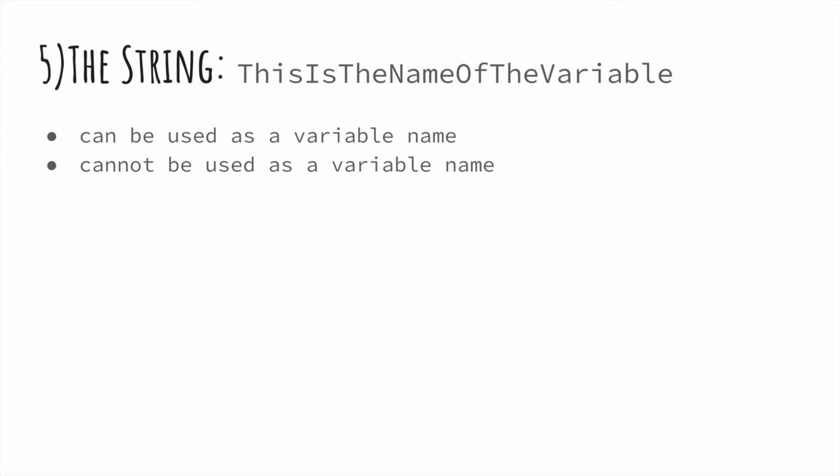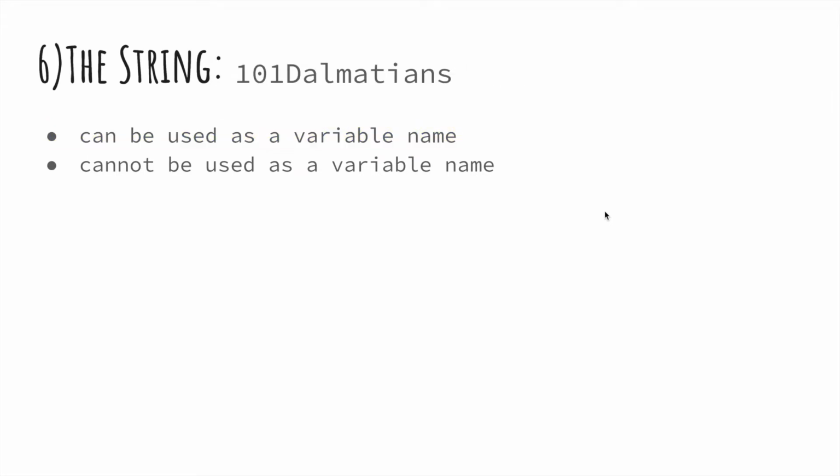Is this name a valid string? This is the name of the variable. Well, it has capital letters, which is fine, and lowercase letters, which is also fine. You just can't have spaces or special characters, and you can't start with a number. So this can be used as a valid variable name. How about this? 101 Dalmatians. Well, it's not a valid variable name because you cannot start a variable with a number.